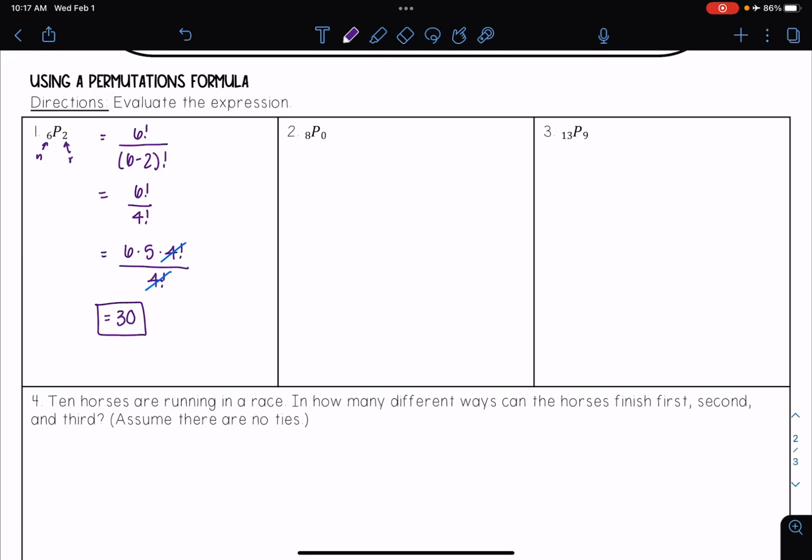Okay, let's look at another one. Here I have 8P0. Now 8 is my n, 0 is my r, and so this is equal to 8 factorial over 8 minus 0 factorial. So I get 8 factorial divided by 8 factorial, which is just equal to 1.